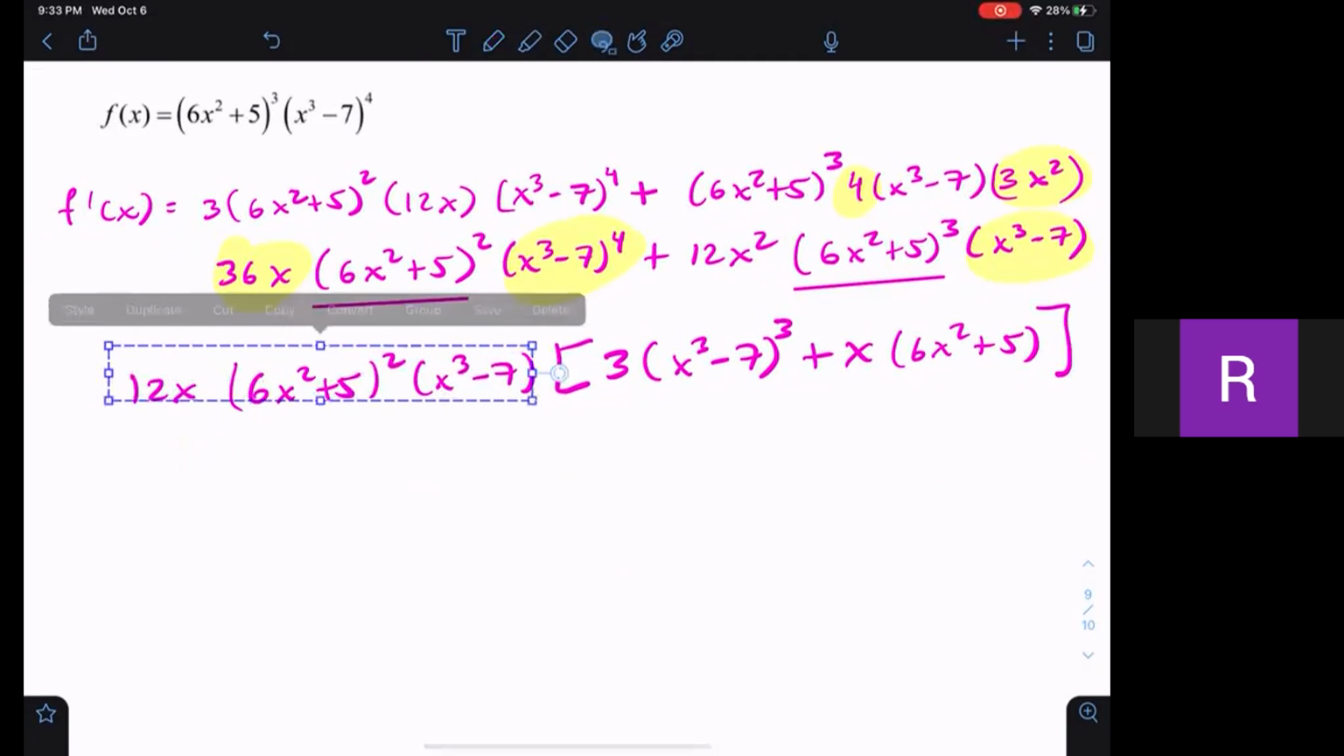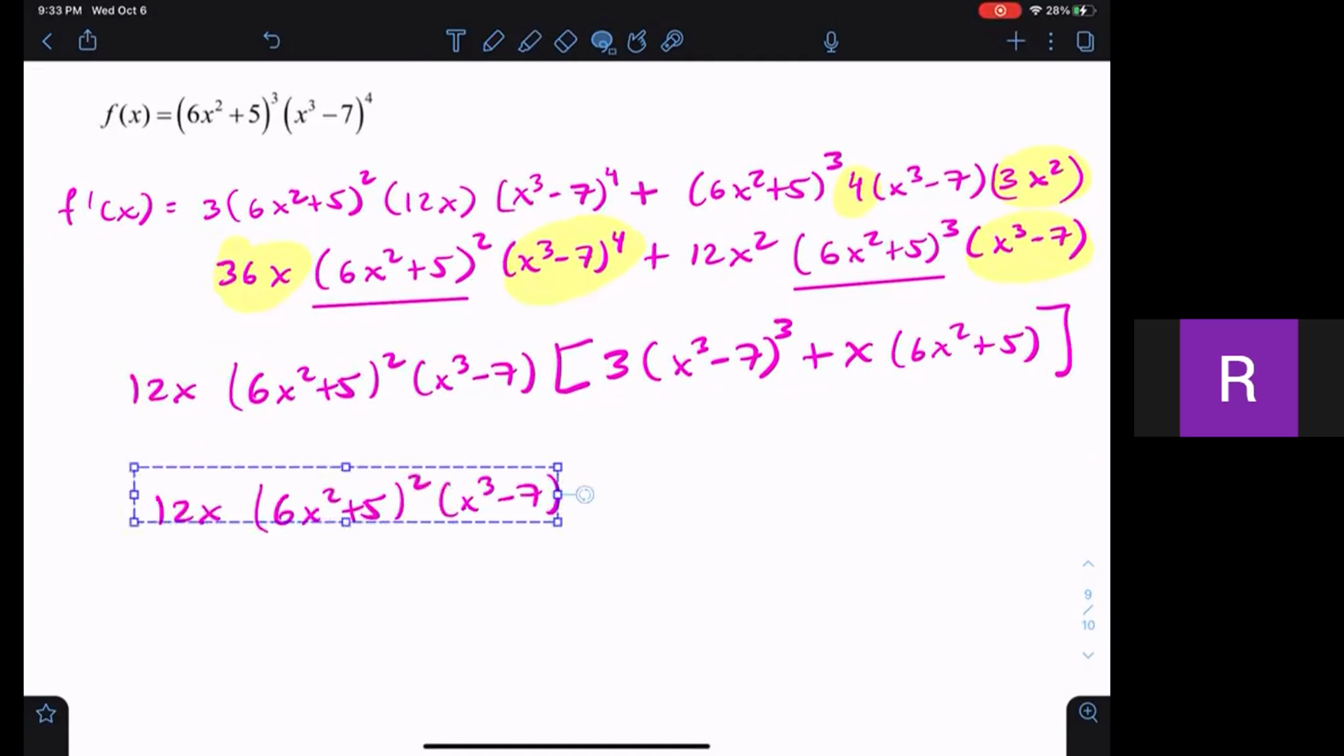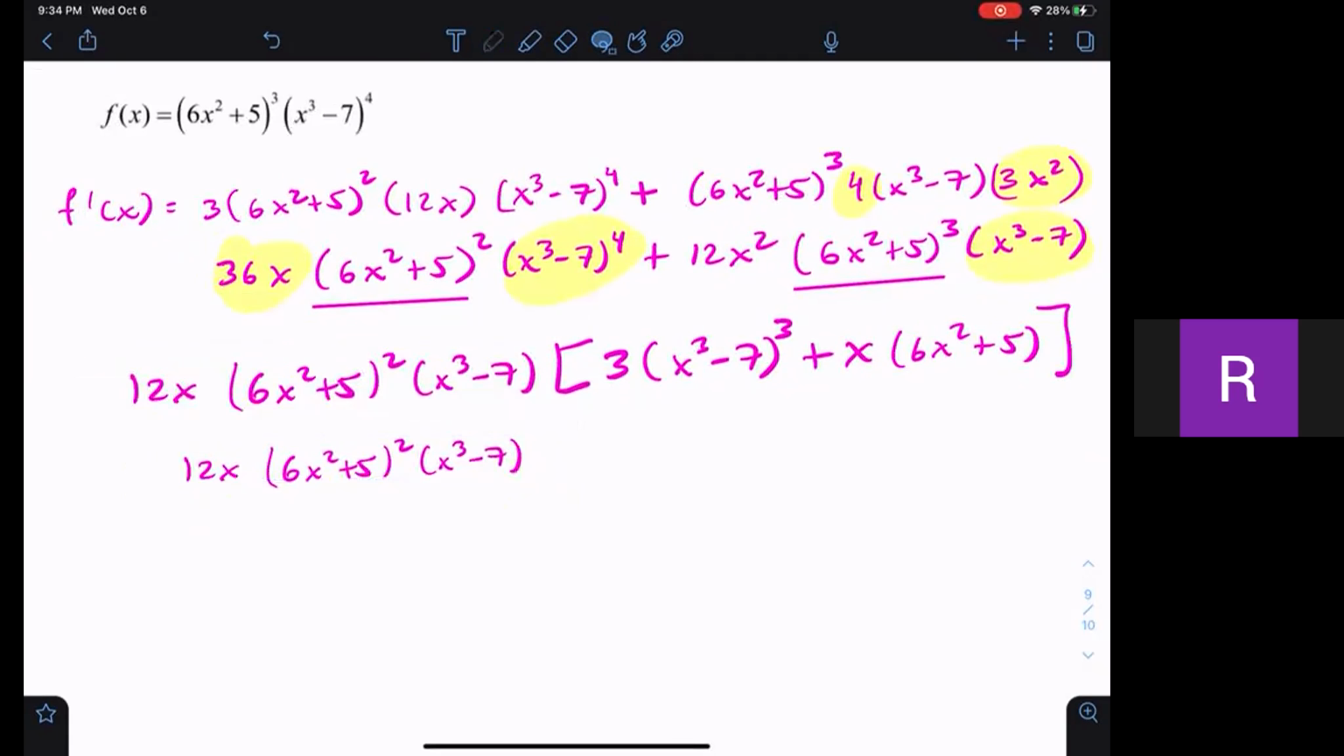This stays the same, okay? And then we can do the inside. I'm not gonna touch this because if we touch this, it's gonna be long, but we can do this one, right? So this is 6x cubed plus 5x, right?